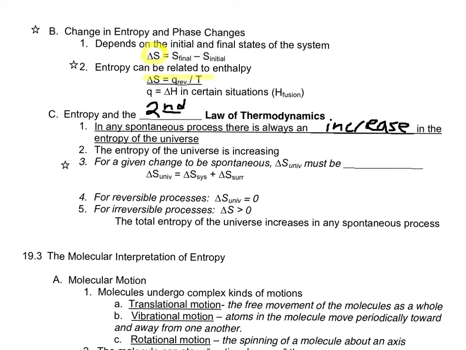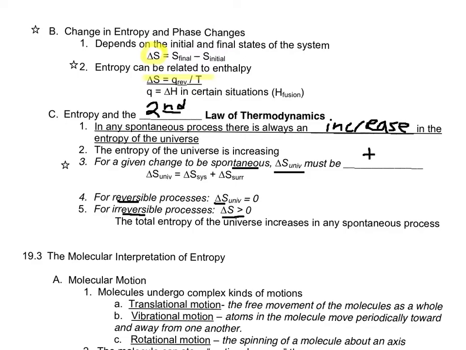So for spontaneous reactions, since entropy is always increasing, that means the change in entropy must always be positive. It must have a total increase in entropy. For reversible processes, the change in entropy tends to be 0. For irreversible spontaneous processes, change in entropy is going to be positive, greater than 0.